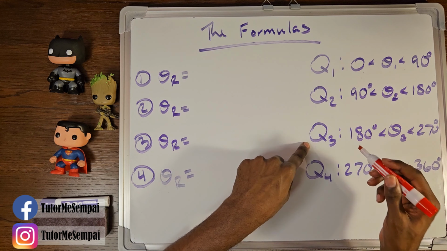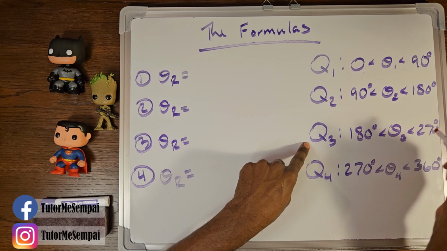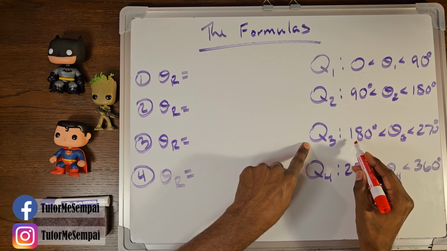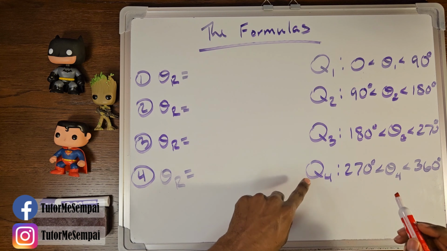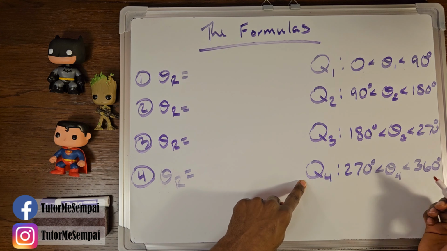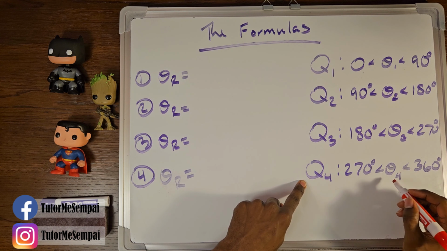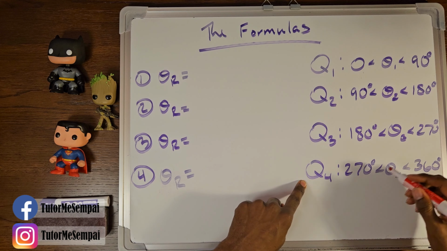Any theta in our quadrant 3 is going to be between 180 and 270 degrees. So that means our theta 3 is between 180 and 270. Quadrant 4 has all the thetas between 270 and 360 degrees. So quadrant 4 is going to have our theta 4.